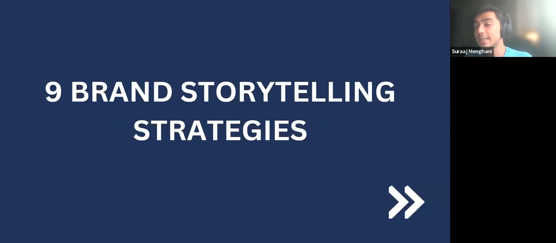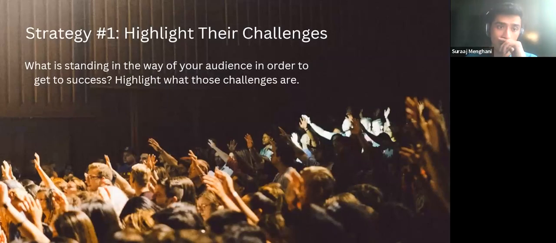Okay, so now let's understand the storytelling strategies that there are. There are 9 strategies that brands can follow. It's not necessary that they do only one. A brand can take up even 3 to 4 strategies. But these are 9 of the main storytelling strategies that you could have as a brand. Okay, number 1 is highlight what is their challenges, what is standing in the way of your audience in order to get success. Highlight what those challenges are.